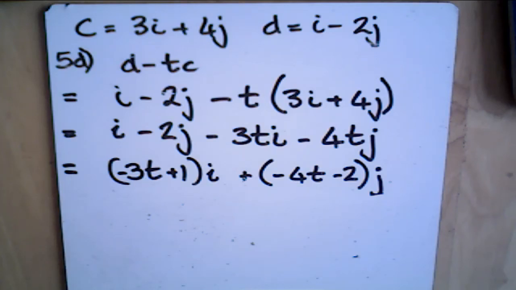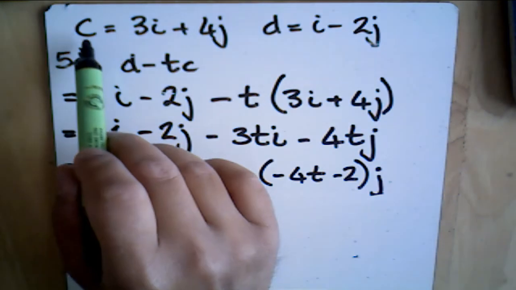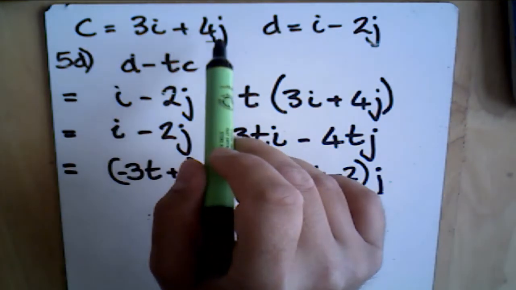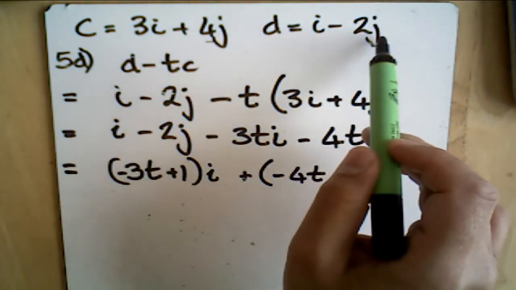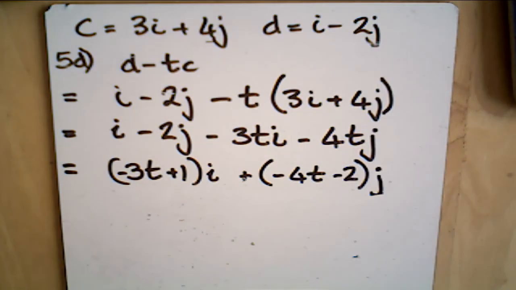Hello, this is Mr. Bedford going through exercise 11b question 5d. Now, on this particular question, we've been told that vector c is equal to this and vector d is equal to this. Notice that in my working out, I won't be underlining the vectors because it just looks too confusing on this type of working out, but it's what you're expected to do. So let's have a look.